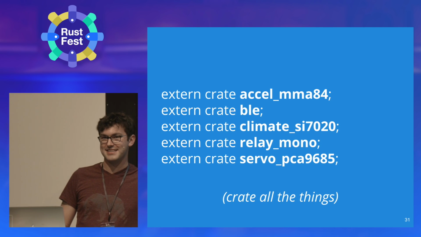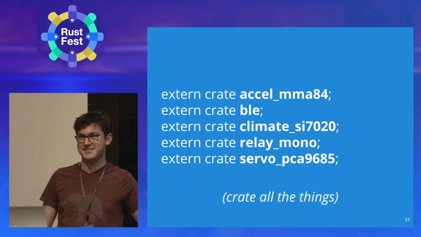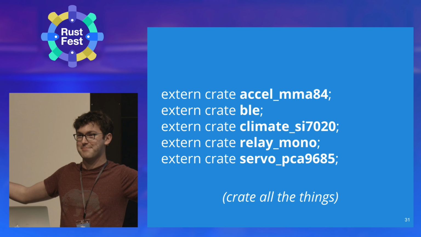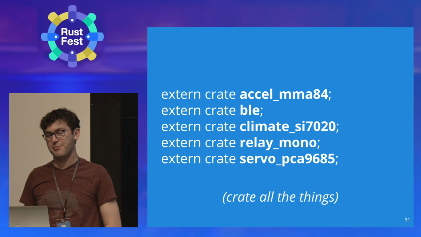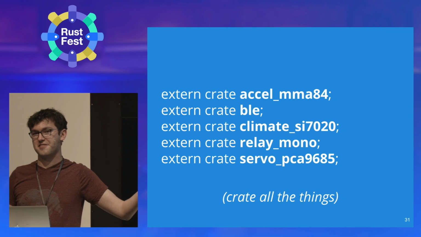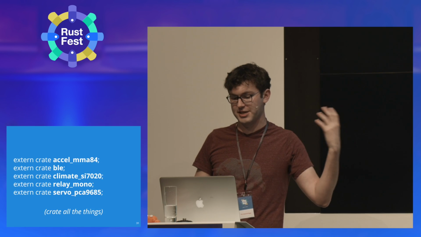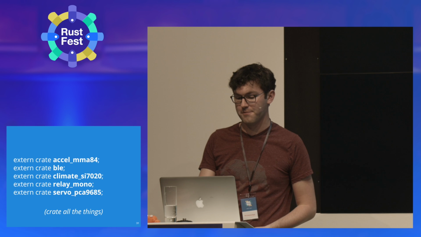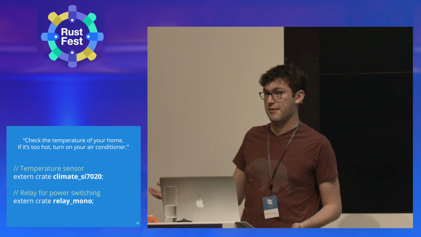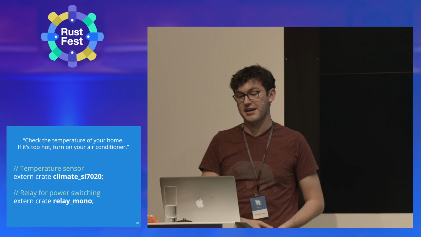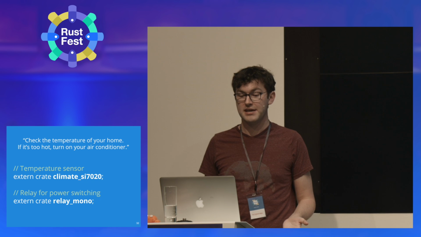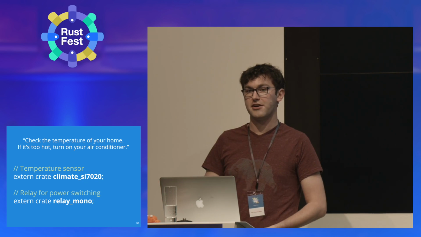Over pretty much the past 2 weeks, we went shopping, we bought a bunch of sensors, and we came up with 5 different crates that exemplify different sensors: Bluetooth Low Energy, climate sensor, relay, and servo. For this first example, I want to go back to the accelerometer demo and say, I want to check the temperature of our home. If it's too hot, I want to be able to turn on the air conditioner.